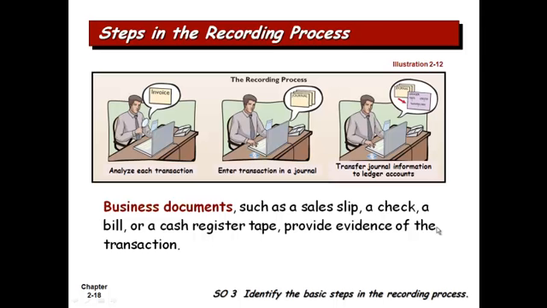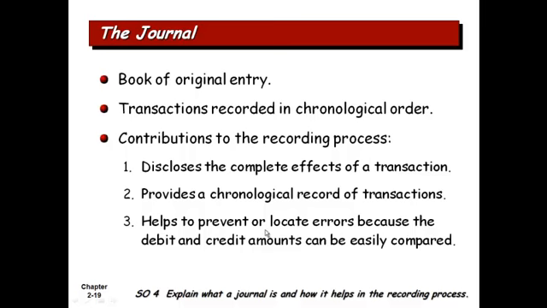So steps in the recording process. Basically, we analyze each transaction, enter the transaction to a journal, transfer the journal information to ledger accounts. Business documents such as sales slip, invoice, a check or bill, or a cash register tape, these provide evidence that a transaction has occurred. So the journal, which we typically mark as the book of original entry, you'll see that a lot, either journal or the book of original entry, the same thing. Transactions recorded in chronological order, meaning January 1st, January 2nd, January 3rd, sequential order.